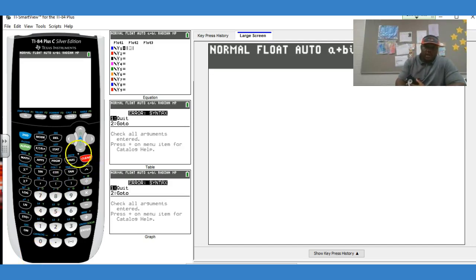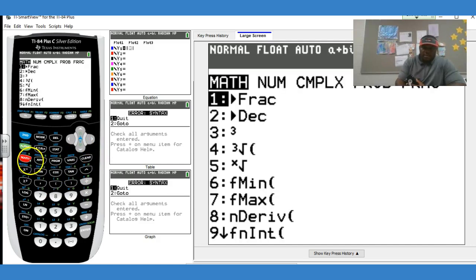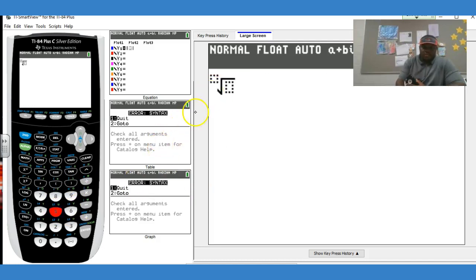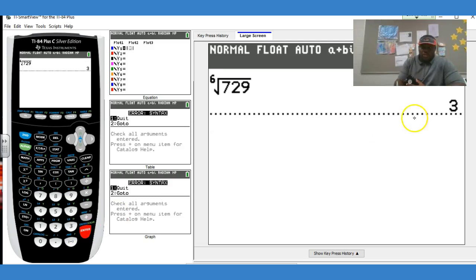As you can see, right here in your calculator, if you press the Math function, then number 5 says x radical, or x root. If I press the 5 there to bring it up, I just put what I need. So I want the 6th root of 729. And there you go, it's 3.